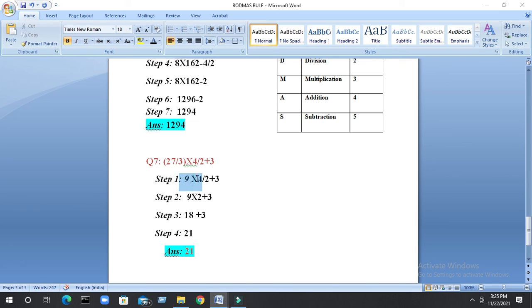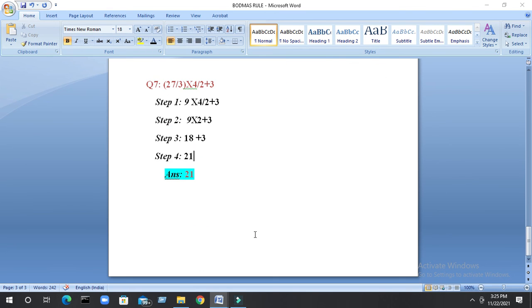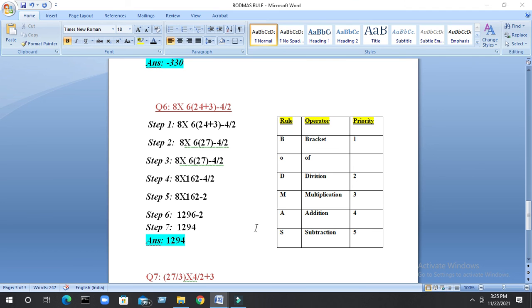Now, you have your 9 and into as it is. 9 into 2 is 18. Then, add it with 3, which would come out to be 21. So, in this method, if you solve, there won't be any problems with the operators. You will not get into any confusion. I request you all to practice more and more on this. Thank you.